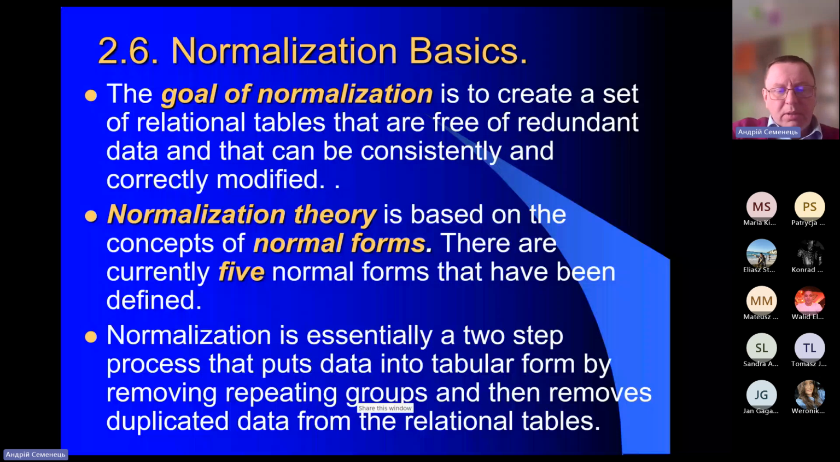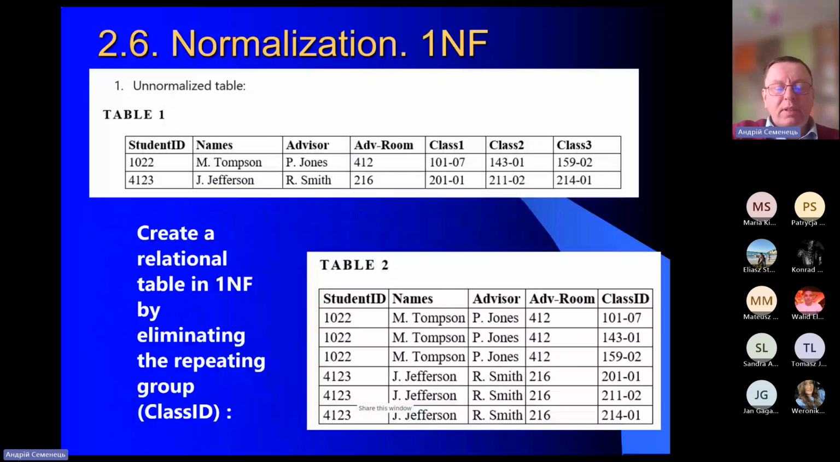So actually, when we talk about normalization, we put data or data samples into tabular form and remove repeating groups, and then remove duplicated data from relational tables. So we have to remove repeating groups. In this case, instead of having 3 columns for classes, we put it all under something like class ID, and we collect information from all the 3 columns into a single one.